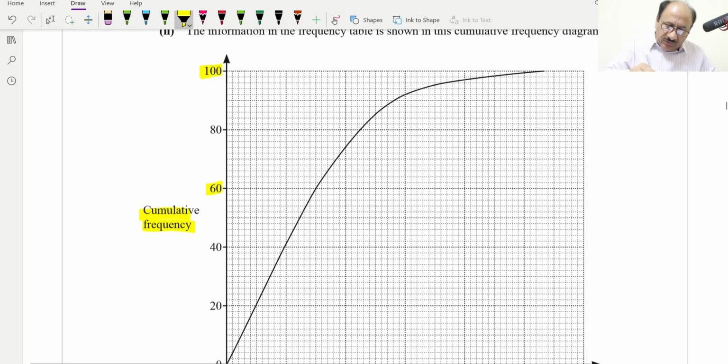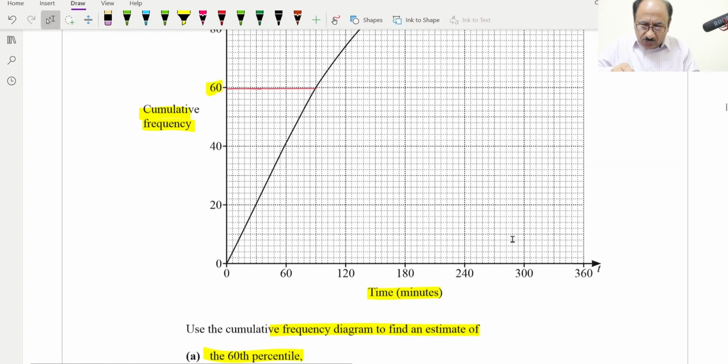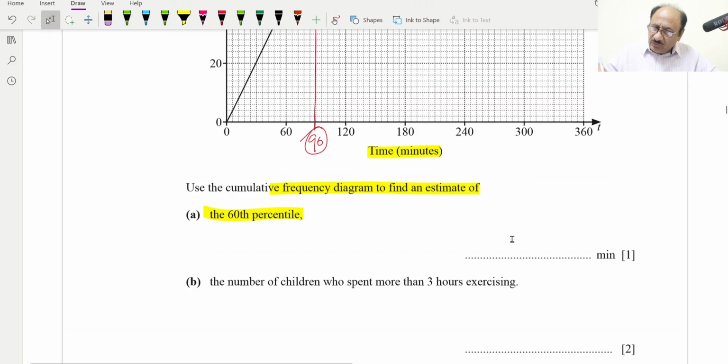So we'll check the reference for this 60, and reference for 60 we can draw from here, and on this side also we will have to check the reference, and this will be the reference, and this will be 60. In between 60 and 120 this will be 90, and our answer for this one will be 90 minutes.